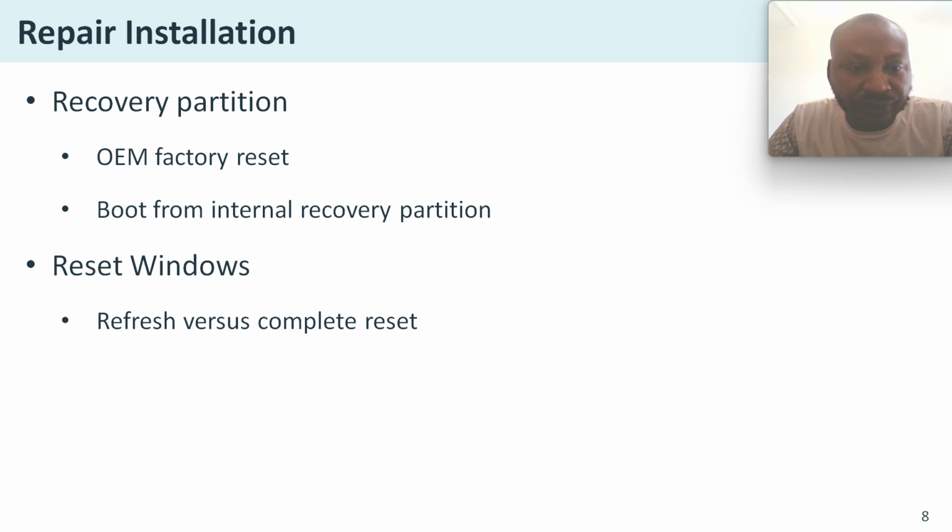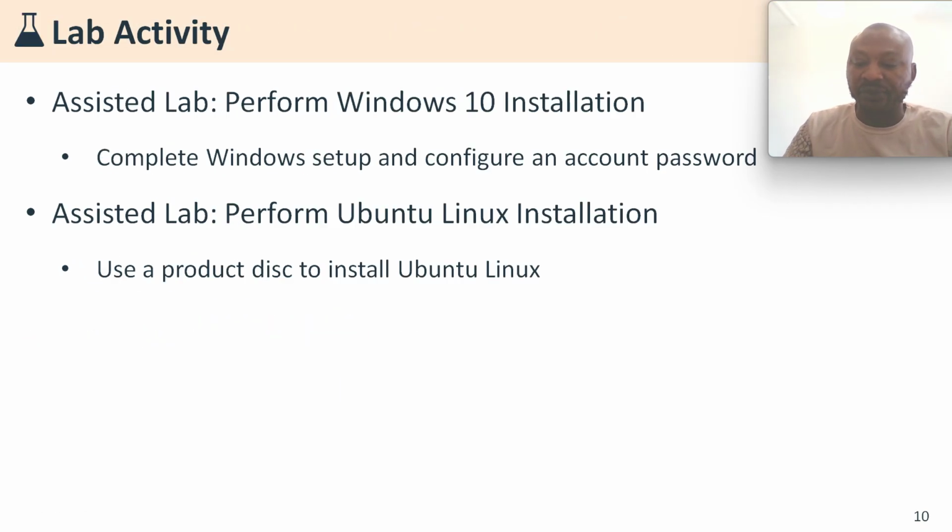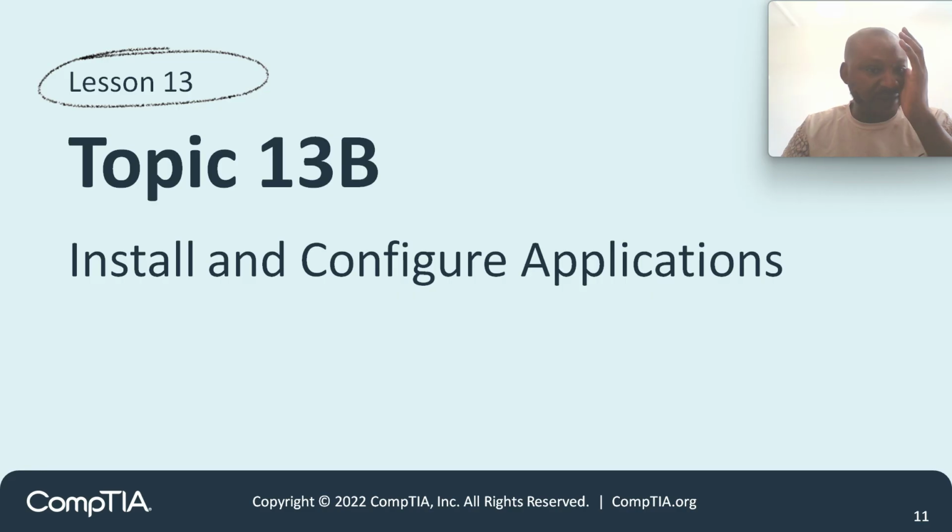So that was a boot from the internal recovery partition. That's what we are seeing here now. We should just explain, right? Reset Windows, refresh versus complete reset. So that will reset your entire OS, back to the way it was before, right? Okay. So that's excellent. Now we are in 12B.